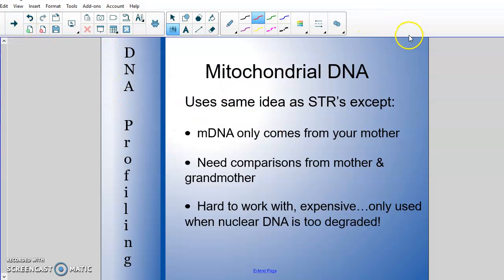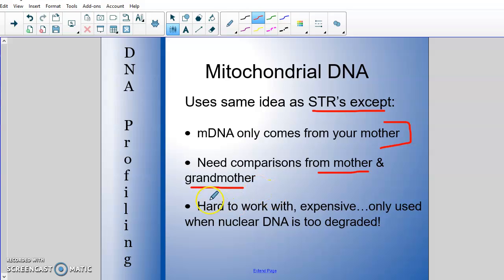The last thing we're going to talk about is mitochondrial DNA. It's the same idea as STRs, except the mitochondrial DNA only comes from your mom, and so in order to do comparisons, say that they were going to run mitochondrial DNA on me, they would only be able to compare it to my mom and or my grandmother. So a lot of times they use mitochondrial DNA in missing person cases if they're wanting to figure out if the person is a family member or something like that.